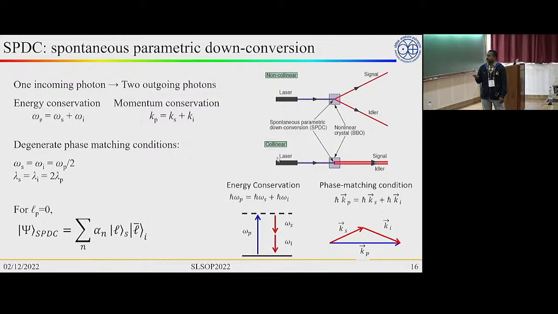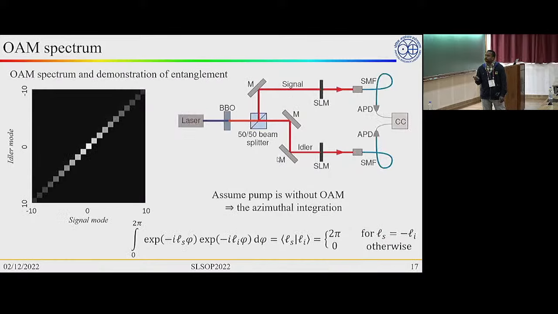So this is one of the very basic experimental schematics that I can show here. The pump is incident on the BBO crystal, which will do the down conversion process. I am separating those two, signal and idler, statistically using these 50-50 beam splitters. I am using two spatial light modulators. So whatever mode is generated here, I will convert to Gaussian and couple to a single mode fiber.